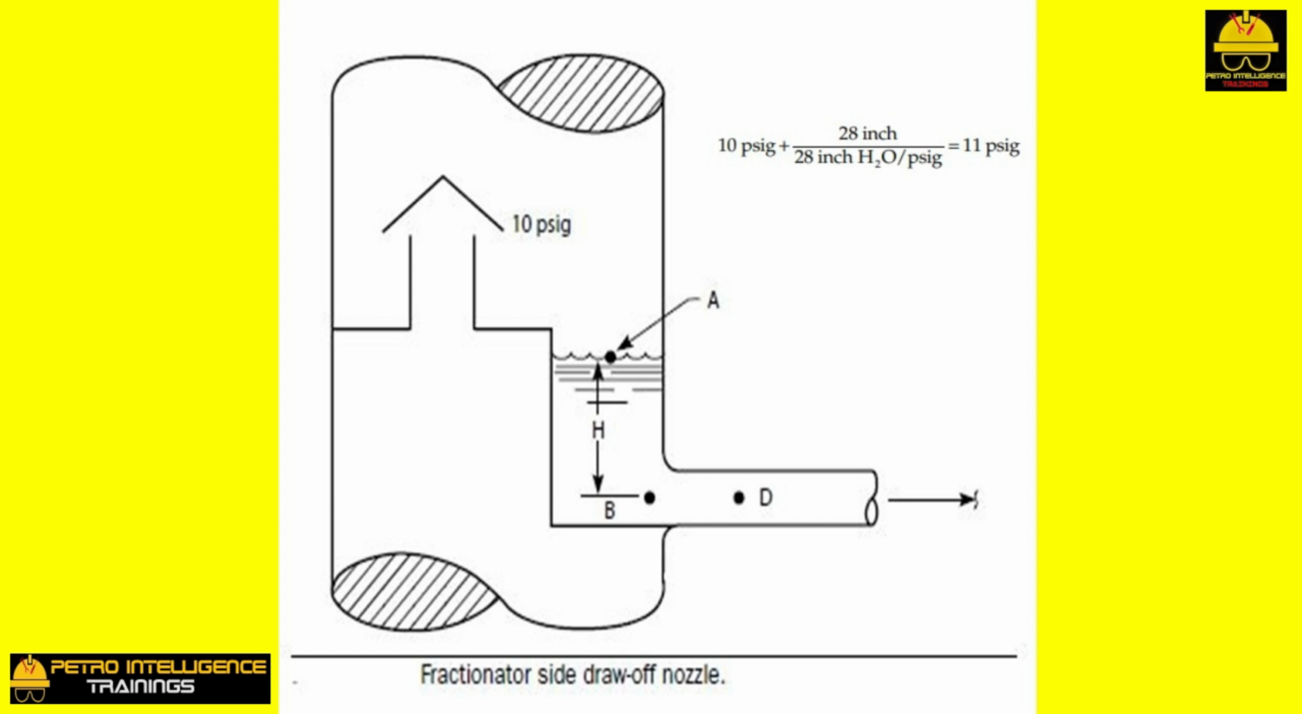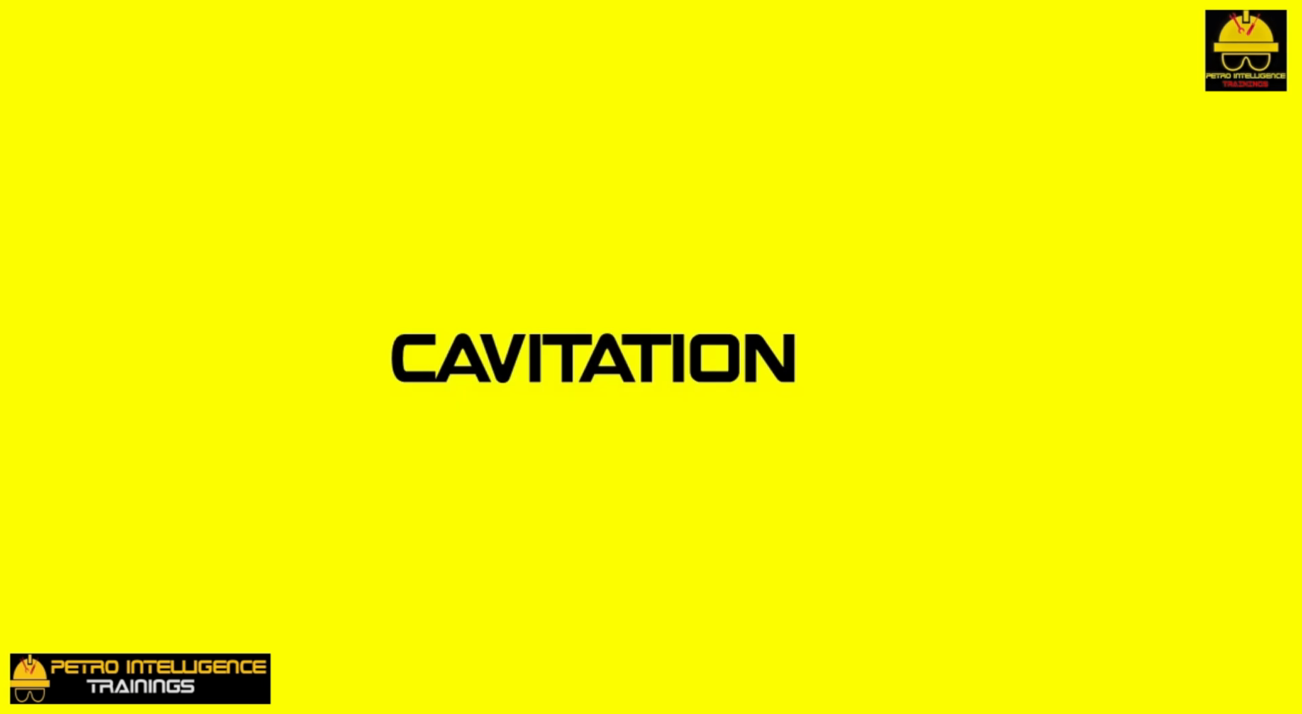Assuming the velocity in the draw-off sump to be close to zero, we can calculate the pressure at point D as follows. Head loss due to increased velocity is equal to 0.34 times 9 squared, which equals 28 inch of water. As 28 inch of water equals 1 psi of head pressure, the head loss due to increased velocity at the nozzle exit equals 1 psi. Thus, the pressure at point D will then be 11 psig minus 1 psi, that is, 10 psig.